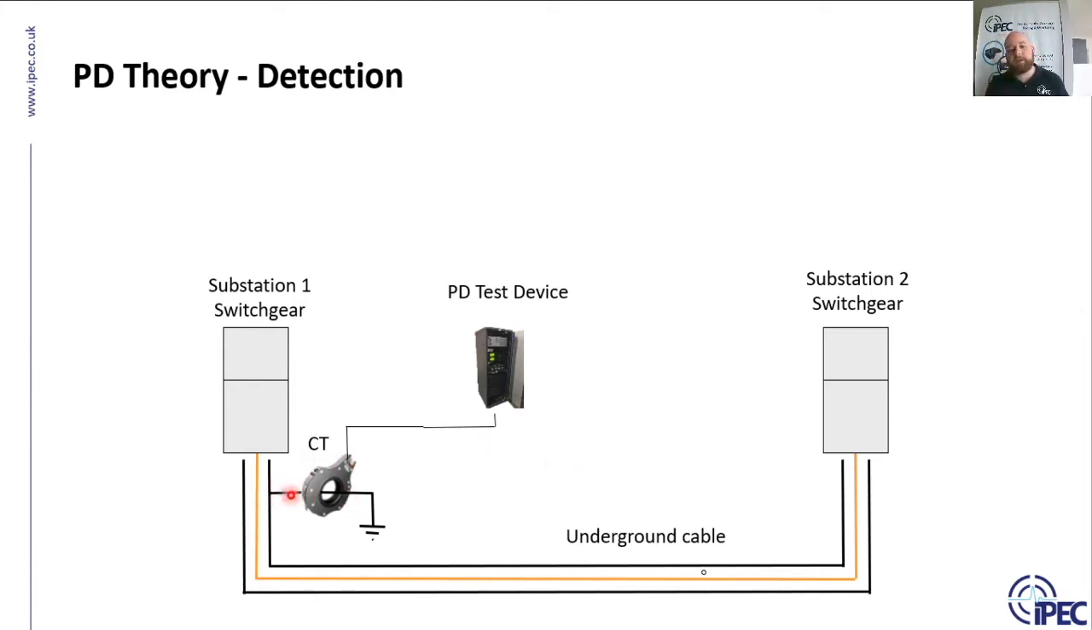Detecting PD on the earth sheath, the earth must be isolated from the switchgear. If the earth is not isolated from the switchgear, the PD signal will enter the switchgear and be lost. So it's important for the earth to be isolated from the switchgear.